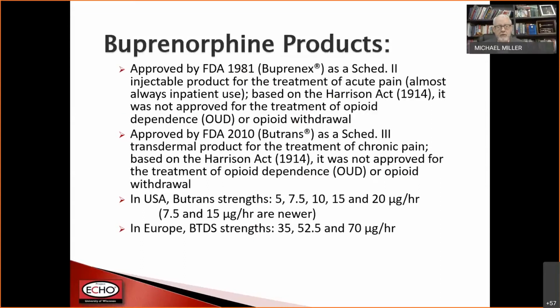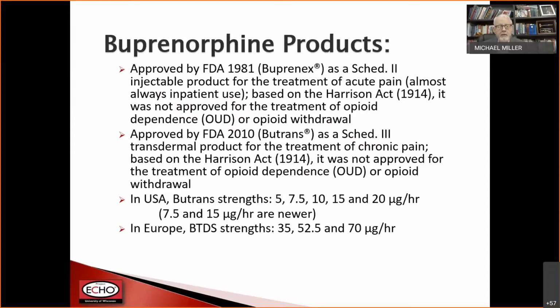Buprenorphine has been around. It's actually Schedule 3 as an injectable product for acute pain management. So it's been around now for 40 years and still is around, and probably should be used more in inpatient settings in the place of other opioids for some of the pharmacological benefits we've mentioned.